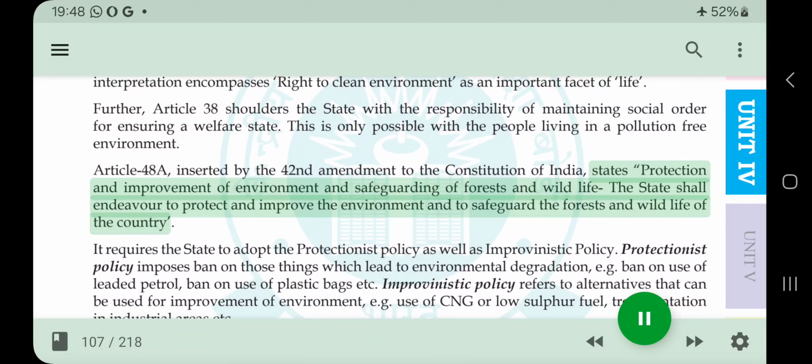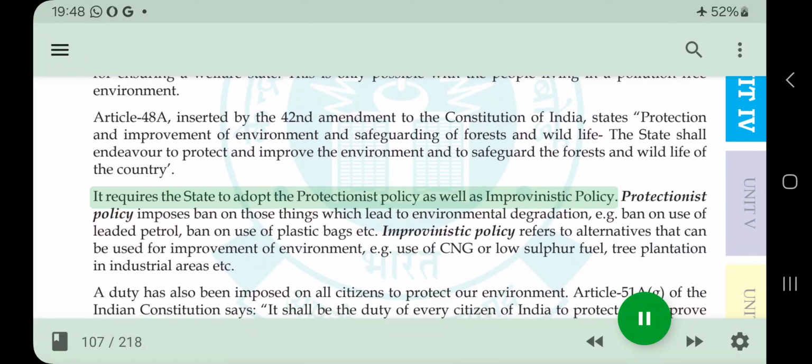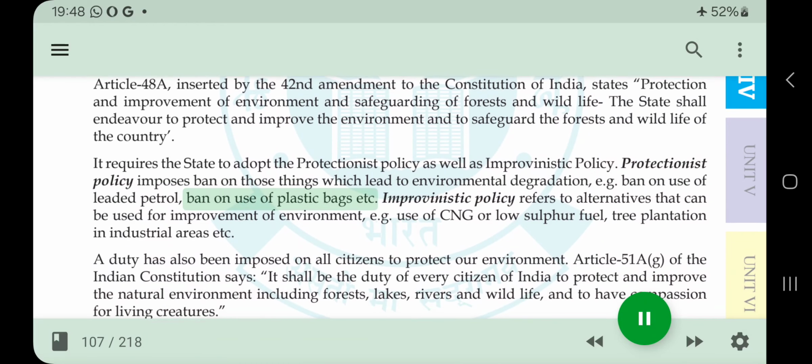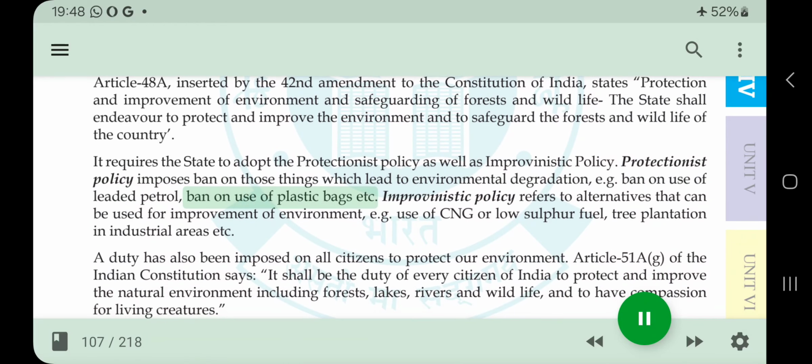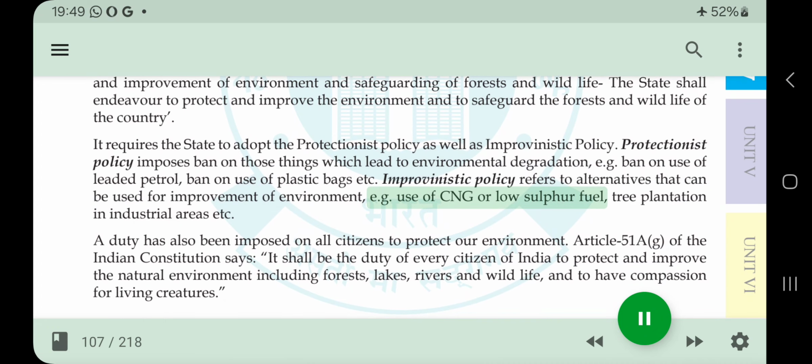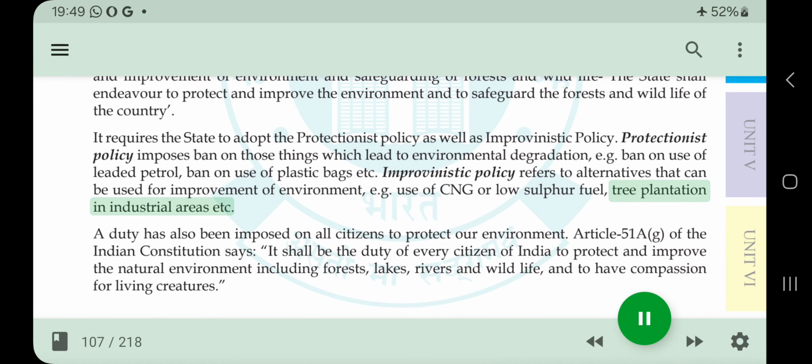The state shall endeavor to protect and improve the environment and to safeguard the forests and wildlife of the country. It requires the state to adopt the protectionist policy as well as the improvementist policy. Protectionist policy imposes a ban on those things which lead to environmental degradation, e.g. ban on use of leaded petrol, ban on use of plastic bags, etc. Improvementist policy refers to alternatives that can be used for improvement of the environment, e.g. use of CNG or low sulfur fuel, tree plantation in industrial areas, etc.